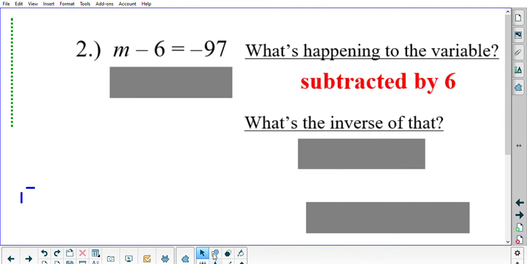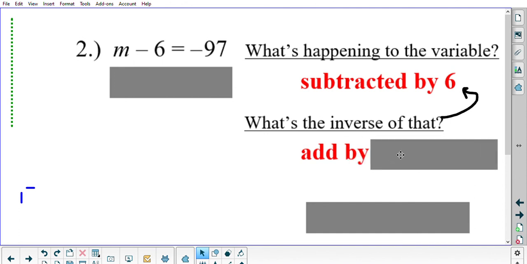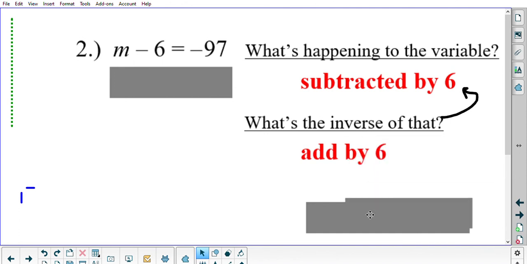What's the inverse of that? Meaning, what's the inverse of subtracting by 6? Well, the inverse of subtraction is adding. Should I make the 6 become its opposite sign? No. We're inversing the operation. The operation of subtraction, its inverse is addition. That's the only thing that changes when you identify the inverse. That's it.